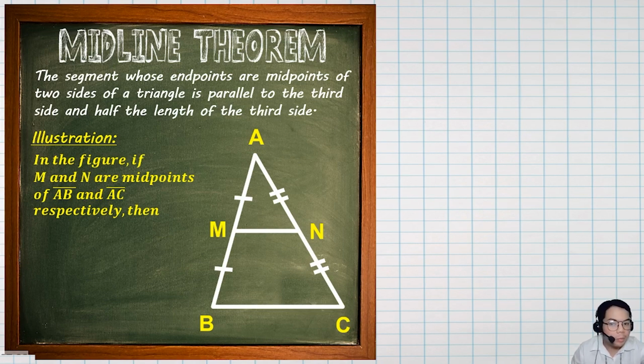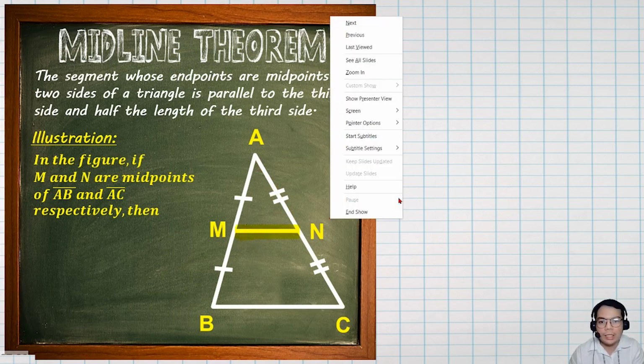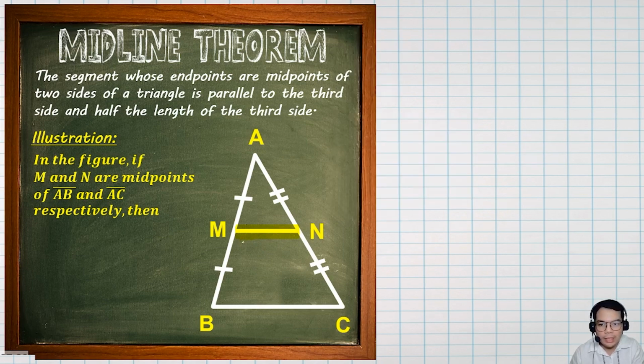Dahil midpoint si point M at si point N, naging congruent si AM at si MB, and at the same time congruent si line segment AN at si line segment NC. And this segment created by the midpoints of two sides of this given triangle is what we call the midline. Initially, that is the statement given by the midline.